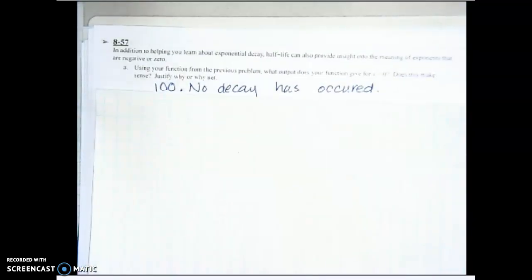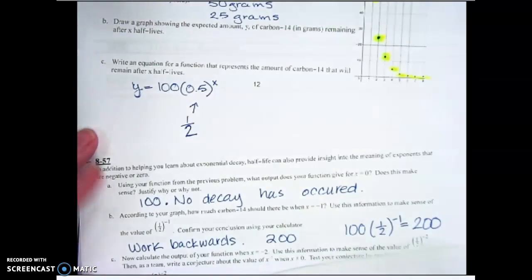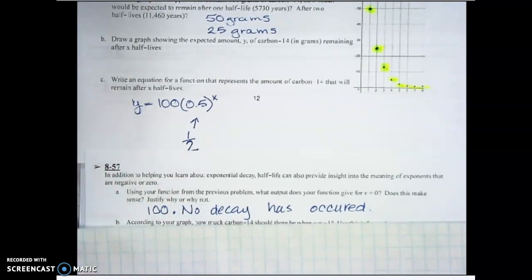Okay. Top of the next page, question 57. Okay, we're almost there. All right.